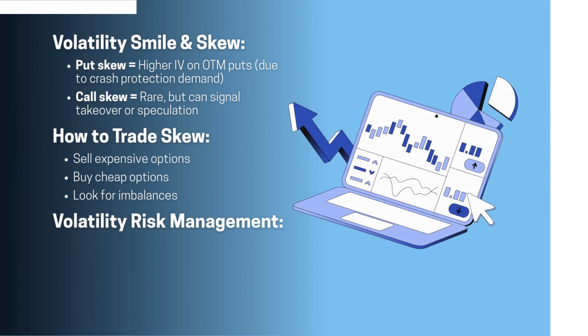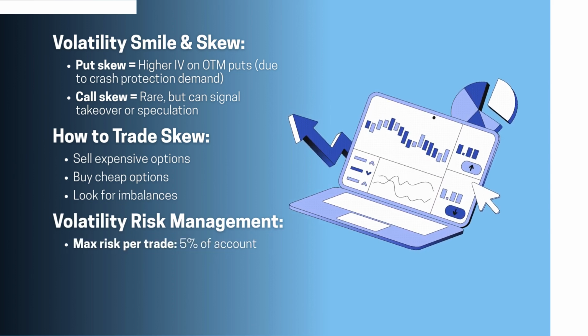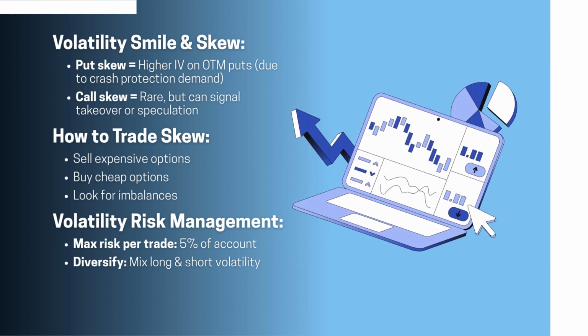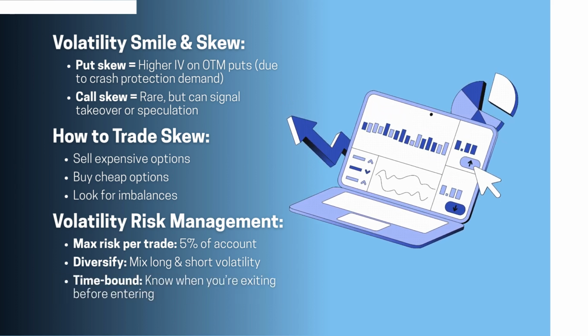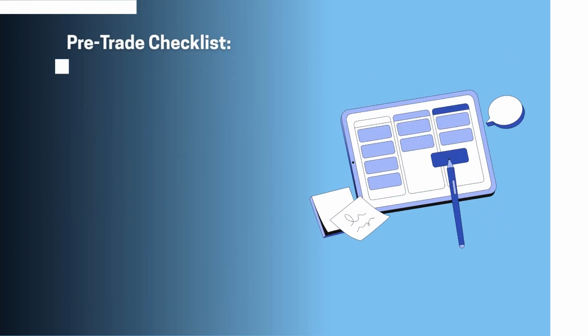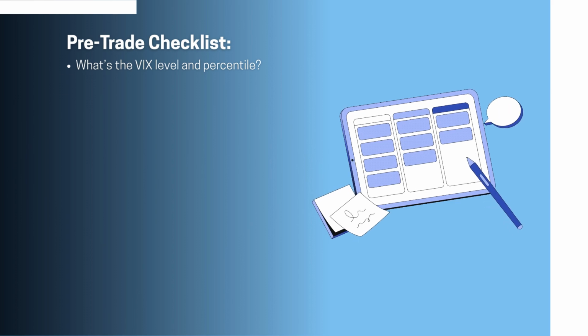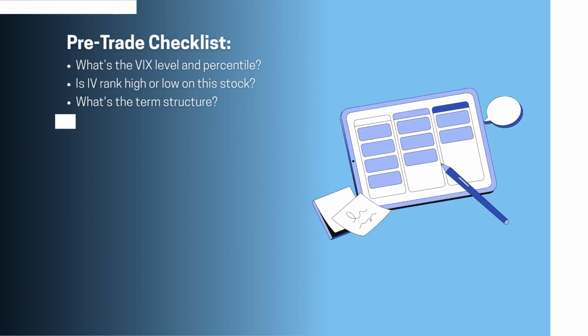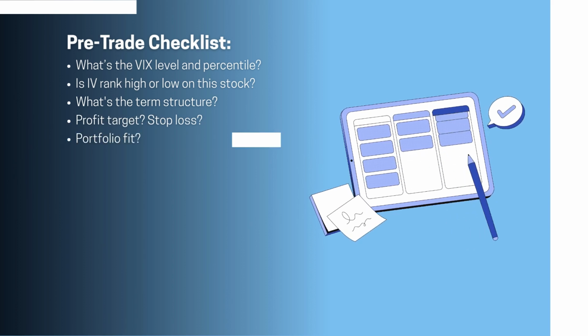Volatility risk management. Max risk per trade, 5% of account. Diversify. Mix long and short volatility. Time-bound. Know when you're exiting before entering. Pre-trade checklist. What's the VIX level and percentile? Is IV rank high or low on this stock? What's the term structure? Profit target, stop loss, portfolio fit.